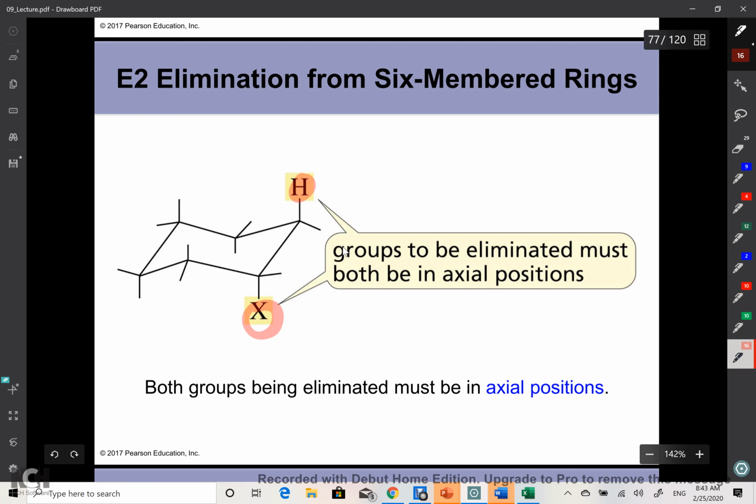And the reason is simple. Once they are axial to each other, it makes them 180 degrees from each other. It means they are anti to each other. And we just said that anti is favored over syn elimination. Does that make sense? So both groups being axial makes them anti, and so the elimination will be faster in terms of an E2 mechanism.